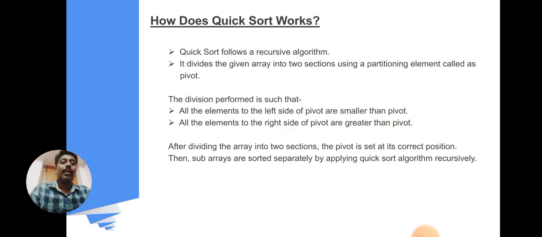So then, how does quicksort work here? All the elements to the left side of the pivot are smaller than the pivot, and all the elements to the right side of the pivot are greater than the pivot. After dividing the array into two sections, the pivot is set at its correct position. Then the sub-arrays are sorted separately by applying the quicksort algorithm recursively until we find the solution.